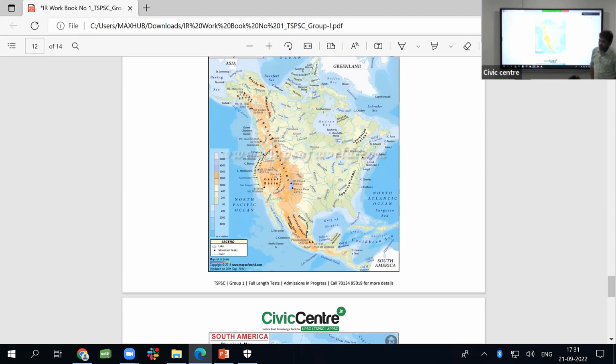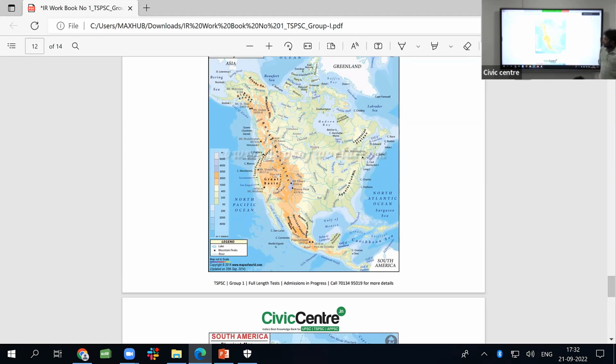So try to locate Davis Strait. There are three important straits. Strait of Dover. Yesterday we discussed English Channel, Strait of Dover. South of the United Kingdom you can find English Channel and Strait of Dover. Here Davis Strait, which connects Baffin Bay with Labrador Sea. Very important strait.